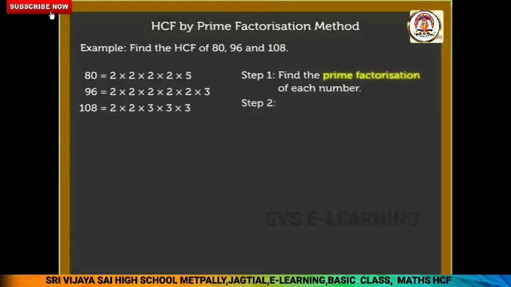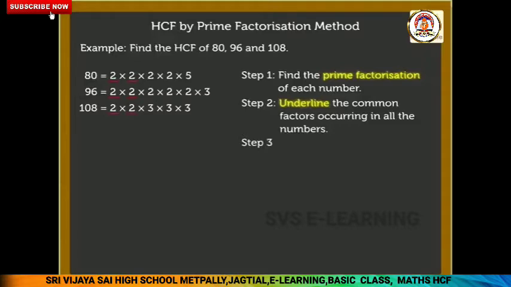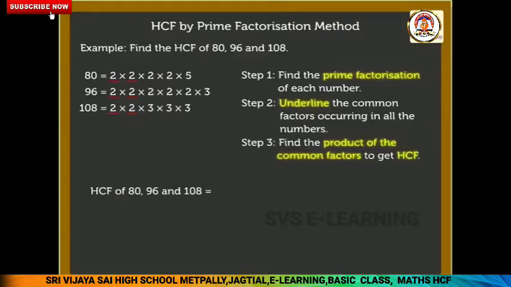Step 2. Underline the common factors occurring in all the numbers. Here, the common factors are 2 and 2. Step 3. Find the product of the common factors to get the HCF. Therefore, HCF is equal to 2 into 2 is equal to 4.